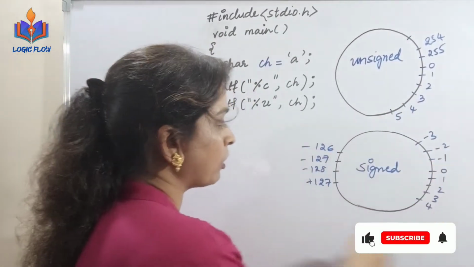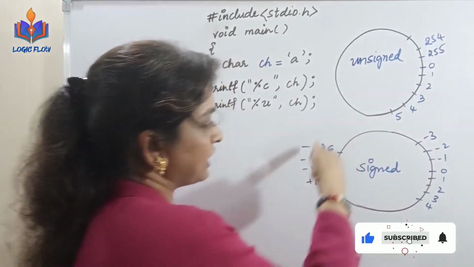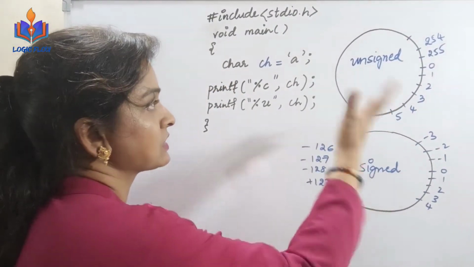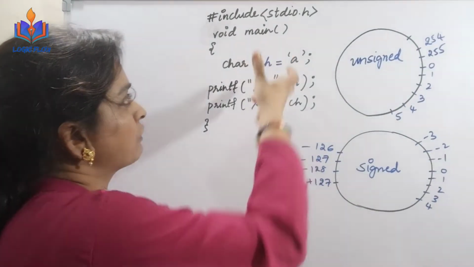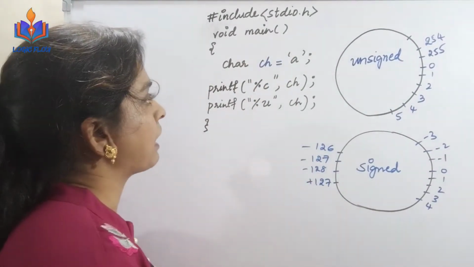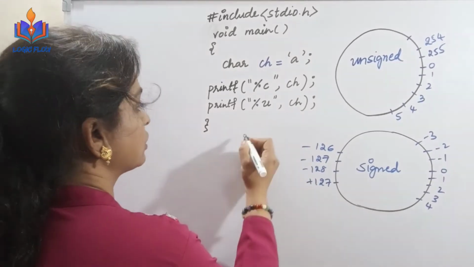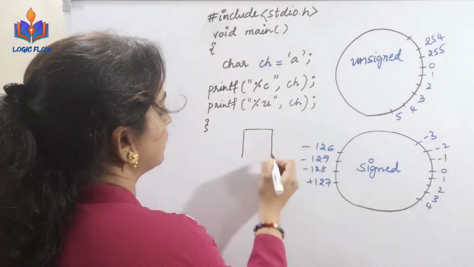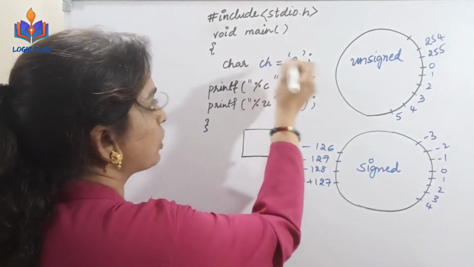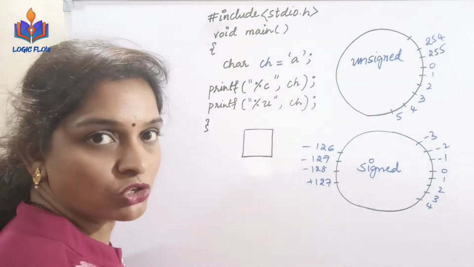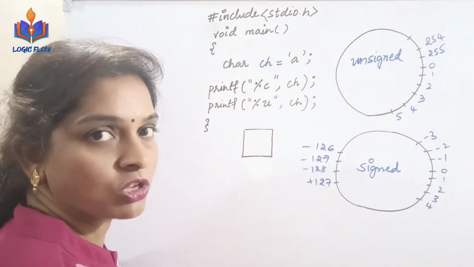This is the positive circle side and this is the negative circle side. So let's understand this program with this circle now. Here we have a small program with a character data type and the variable name is ch. As soon as the variable is declared, the memory will be allocated for this. I have explained this in the structure of the C program. Please do watch that video.